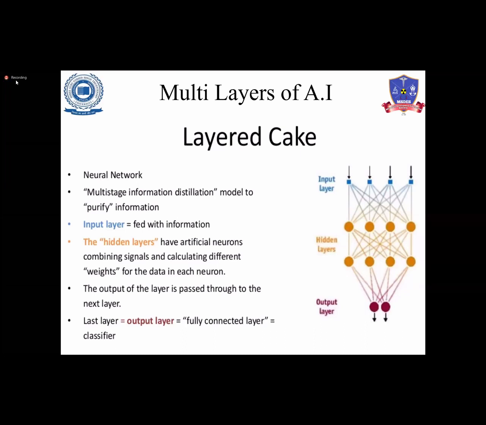But if we go to the hidden layers, what are these layers? These are the neural networks. These are the multi-stage information. These are the input where we feed the information. Then we have artificial neural networks that combine these signals and calculate the different weights from the data on each neuron. And then we have the output layer where we have the complete output result. So these all are connected together and known as an artificial intelligence system.